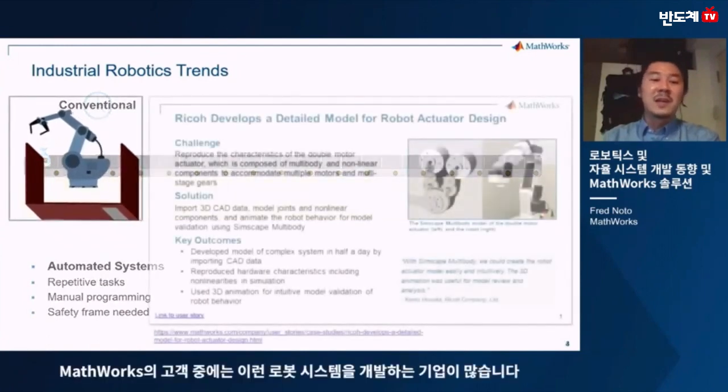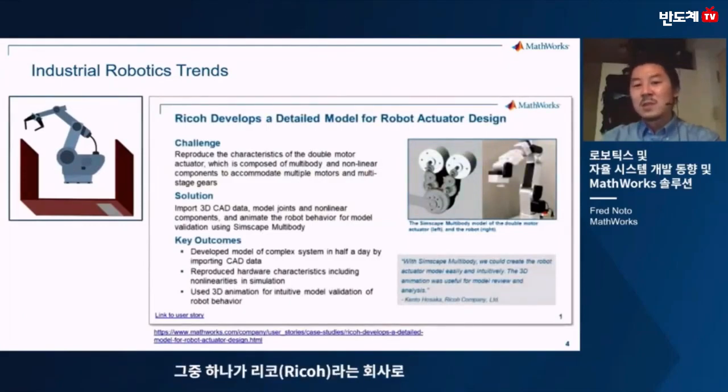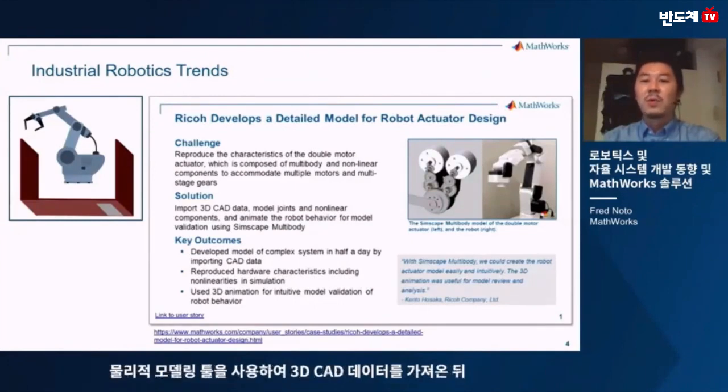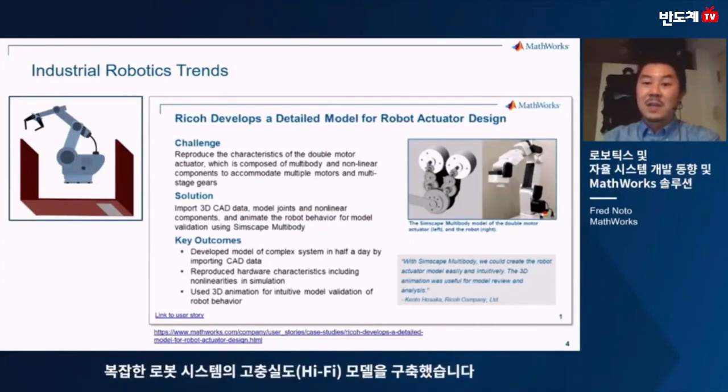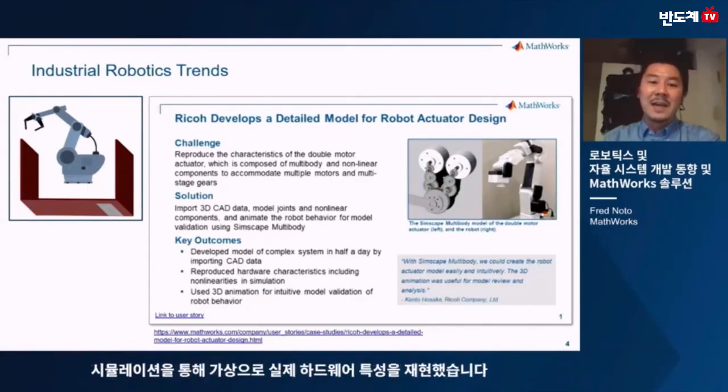There are many cases of our customers developing these robotic systems. One example is from Ricoh, who used model-based design to design robot actuators, a double motor actuator, which is multi-component and nonlinear. They use physical modeling tools to import 3D CAD data and build high-fidelity models of the complex system. Ricoh engineers were able to build the model in half a day and virtually reproduce the actual hardware characteristics in simulation.